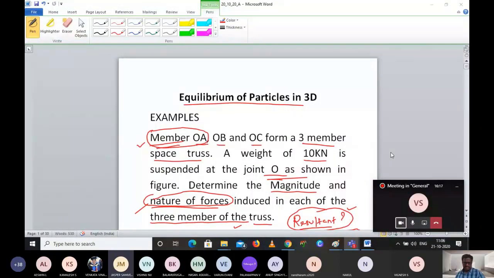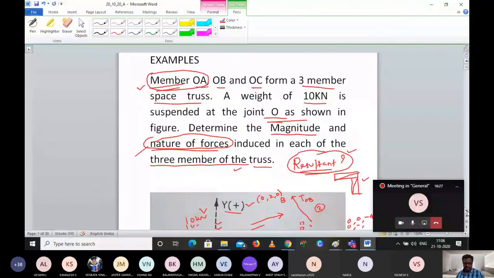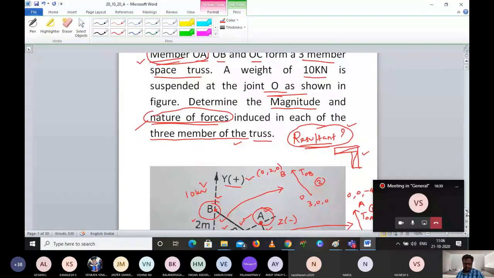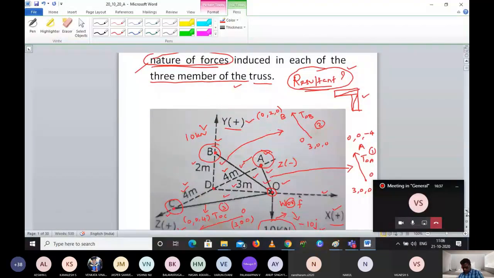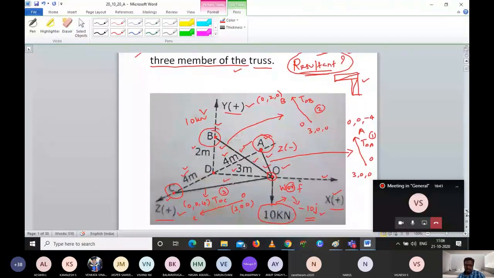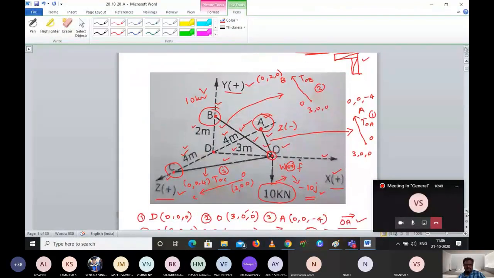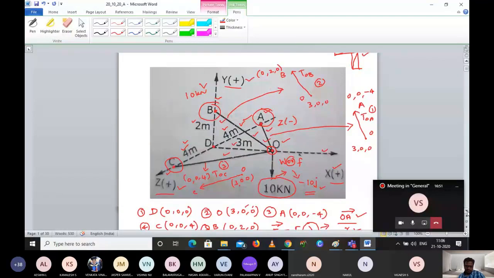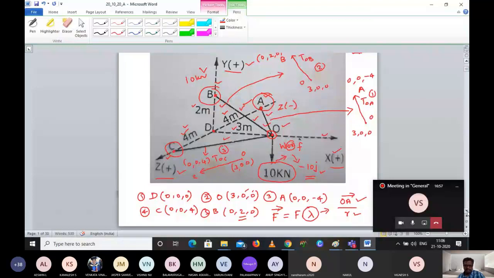Okay, so yesterday we started with a simple problem in equilibrium of particles in 3D. This is a truss problem, and it is in equilibrium condition. The weight is given as 10 kilonewton and it is suspended at the joint O. Those who did not listen yesterday, please listen carefully again. We started calculating all the coordinates of these points, that is O, A, B and C, and as our friends helped, we found the coordinates.